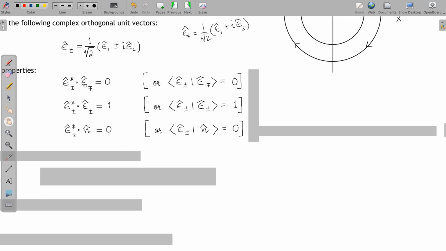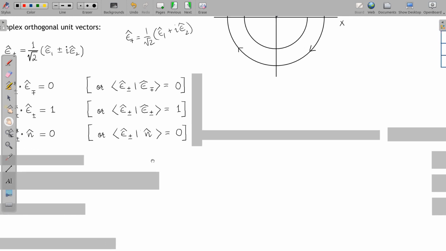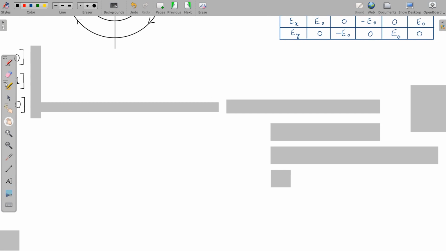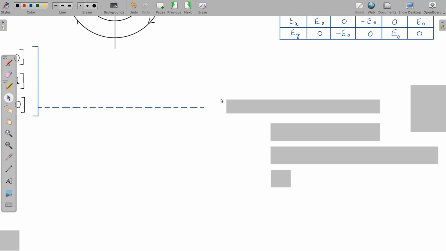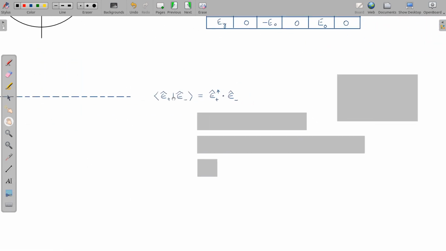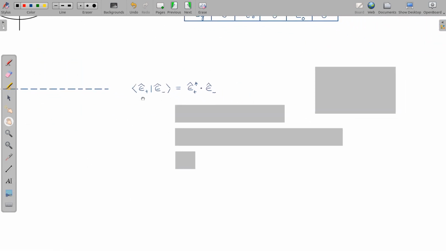So you can actually verify all of this. You just need to do it once. So let me do it for the first one. It's really straightforward. Let's say I want to verify this first relation: I want to take the inner product of epsilon plus with epsilon minus. Now, because this is the function on the left side, we have to take the conjugate. So epsilon plus star dot epsilon minus.